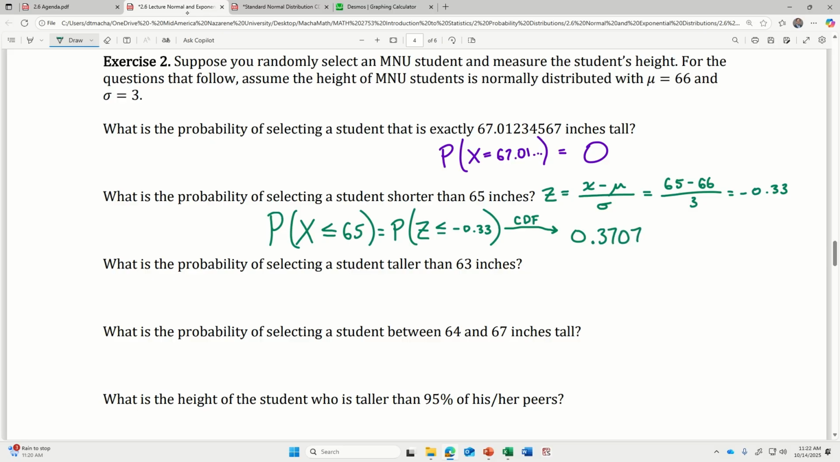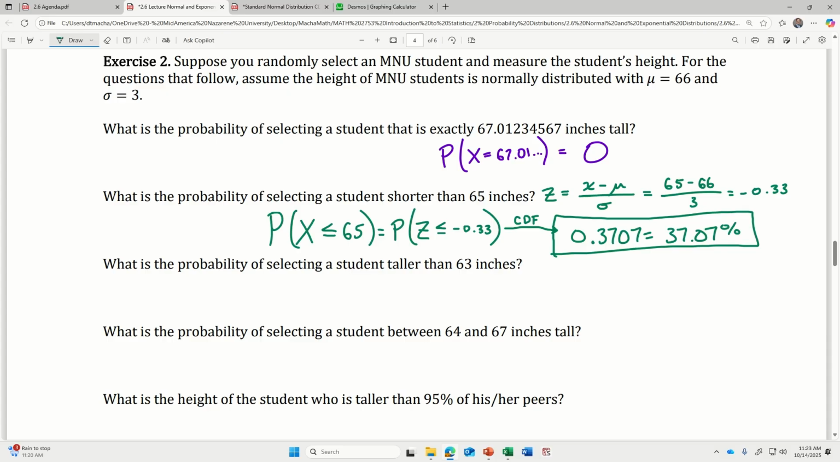And of course, the table gives this probability to us as a decimal, but if you want to convert it to a percent, you just multiply by 100%. And that's your answer. You can say the probability is 0.3707, or you can say the probability is 37.07%.